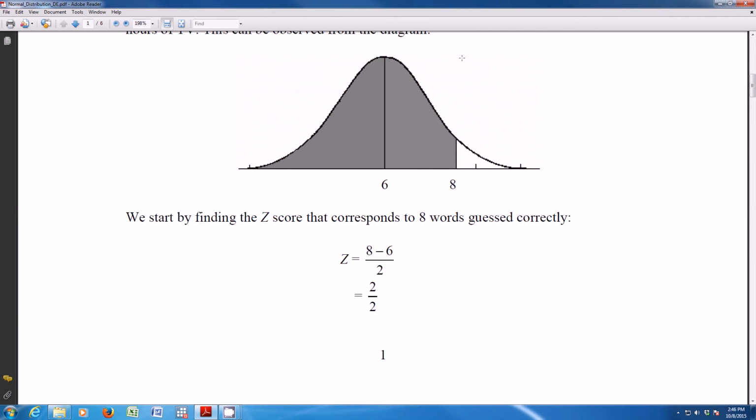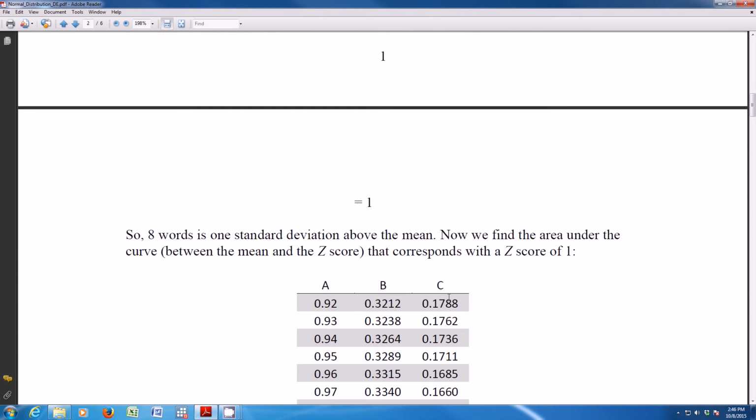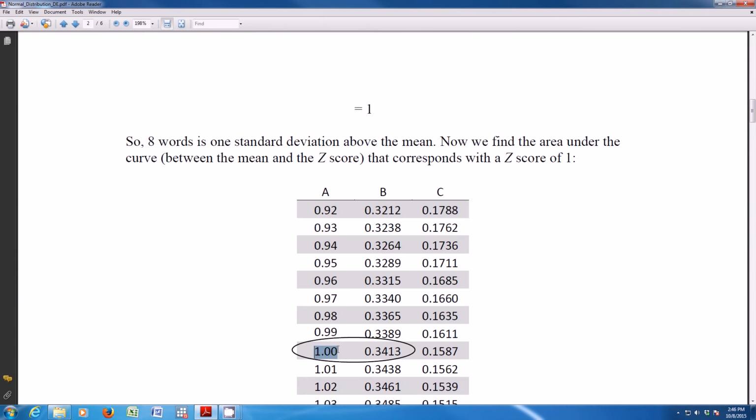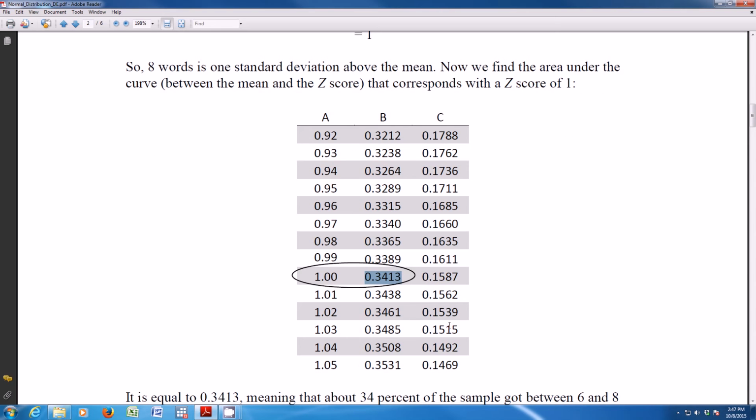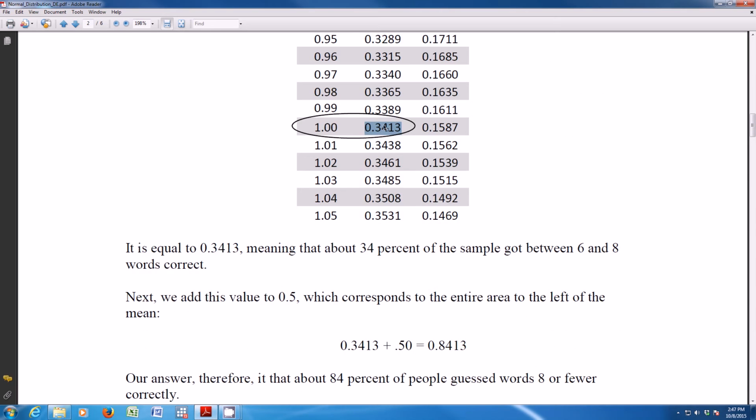Now we have to find an area corresponding to the area between 8 and 6. That's going to be column B in our table. We're going to look up our z-score, 1, in column A of the table, and find the area corresponding to that z-score in column B, which shows us the area between the mean and the z-score. That turns out to be 0.3413. If we round this and express it as a percentage, that means about 34% of people scored between 6 and 8 correct words on the vocab test.